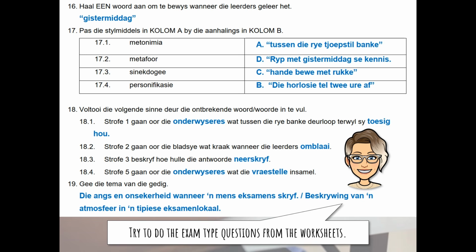So when you look at 17.1, metonymy, "tussen die rye tjoepstelbanke", so it refers to that "tjoepstelbanke", "banke" referring to the learners, but they are saying "banke". Metaphor, "ryp met gistermiddag se kennis", they are comparing the papers that's been taken in to ripe grain or corn that is harvested by a teacher.